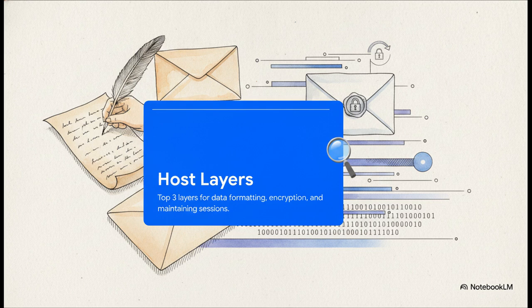If we use the shipping department assembly line analogy, the host layers represent the phase where you are actually writing the letter. You're deciding what the message says, translating it into a language the recipient can read, and then stuffing it into an envelope. This all happens strictly on the sender's computer, completely oblivious to the physical network outside.